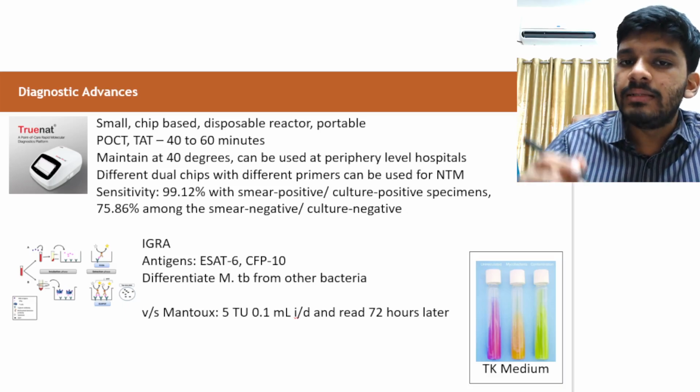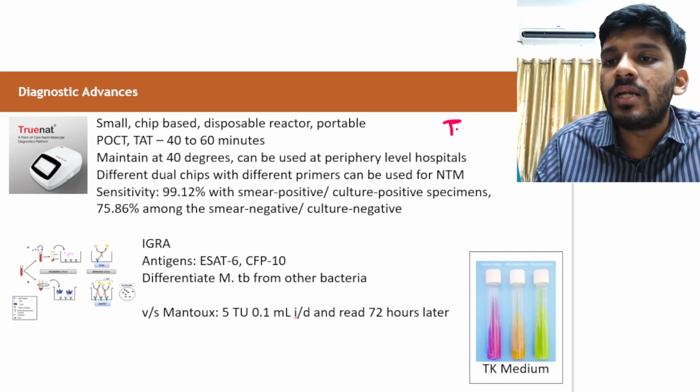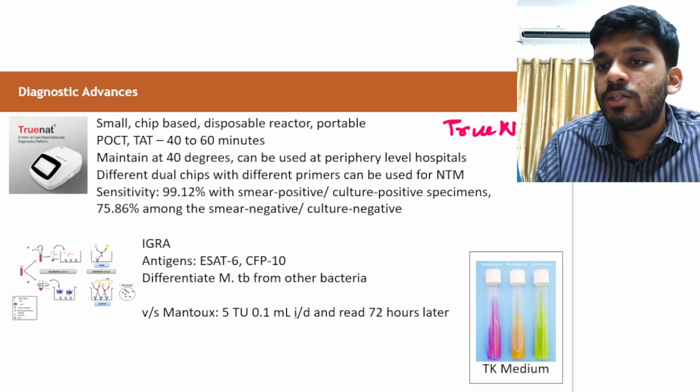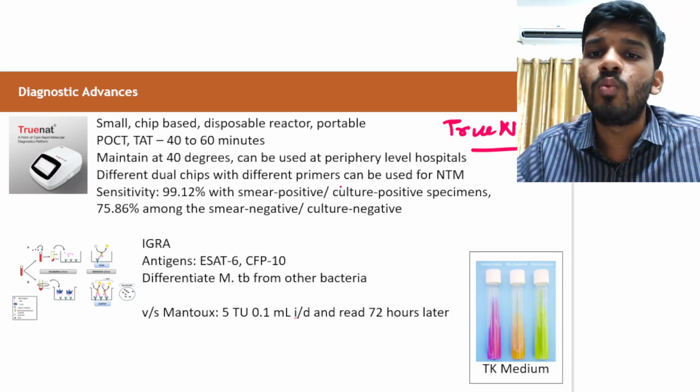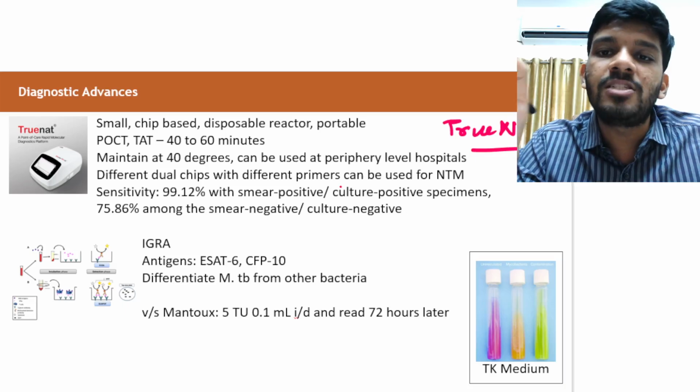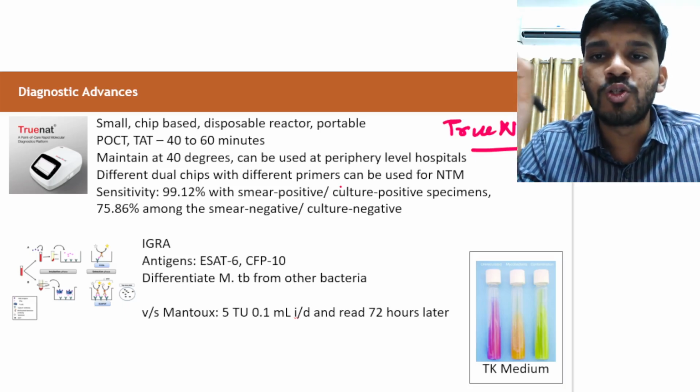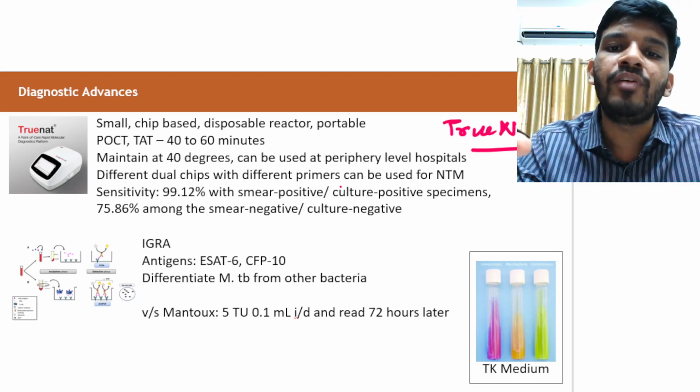the GeneXpert method. They are using a different CBNAAT method, which is called TrueNAT. It is by a different company. It is a point of care testing. It also takes around 1 hour. It is based on a chip-based method with a disposable reactor. It is also portable, and it can be used at periphery hospitals.